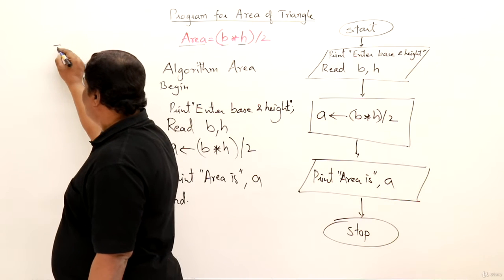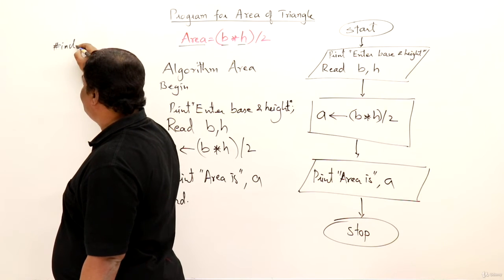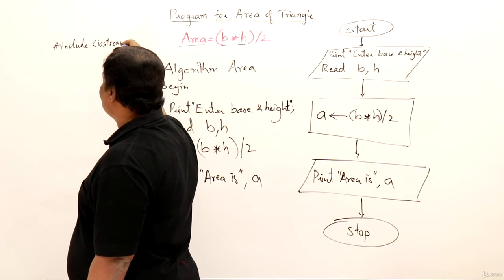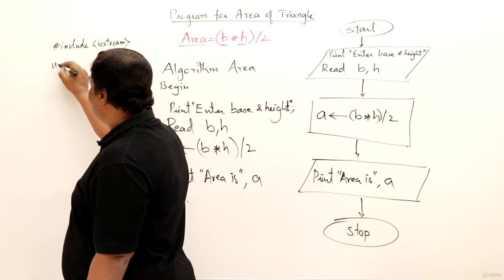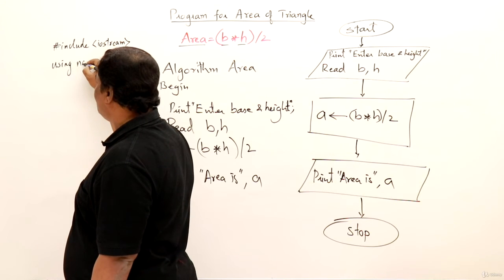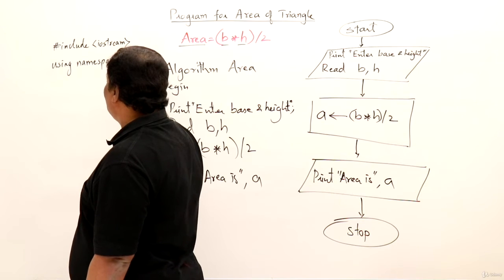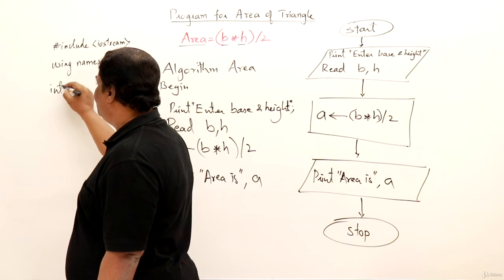So first thing is hash include. I should include a header file, that is iostream. Hash include iostream. Then using namespace, right? Using namespace std I have to write down. Then the next thing is int main function.